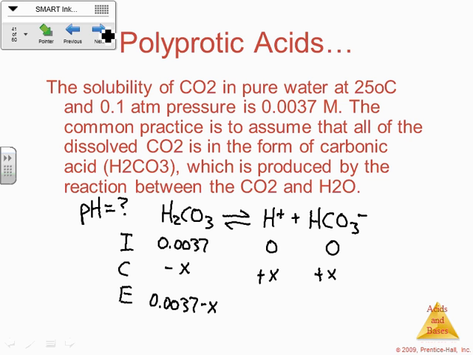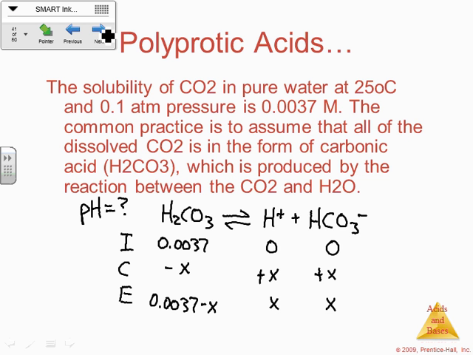0.0037 minus x, and x. So then you're just working it through the way that you would any of these other problems at this point. And I think that's really all we need to talk about, other than, let's say that you did have to go ahead and figure out the second one.